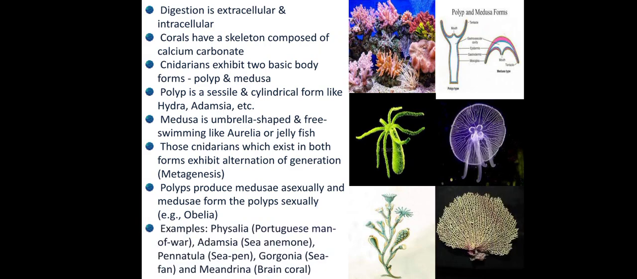Some examples of cnidarians are Physalia, which is commonly known as Portuguese man of war, Adamsia, sea anemone, Pennatula, sea pen, Gorgonia, sea fan, and Meandrina or brain coral.